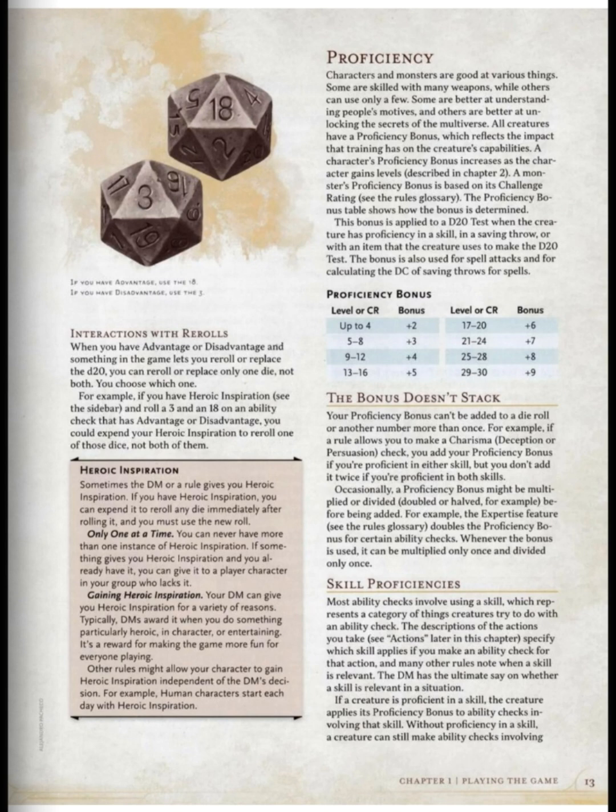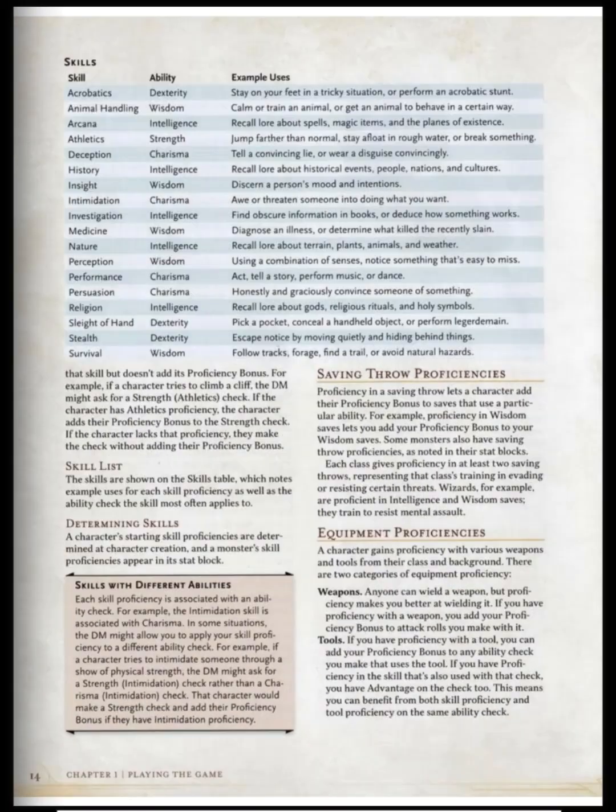If the creature is proficient in a skill, the creature applies the proficiency bonus to checks involving that skill. Without proficiency in a skill, a creature can still make checks involving that skill, but it doesn't add its proficiency bonus.